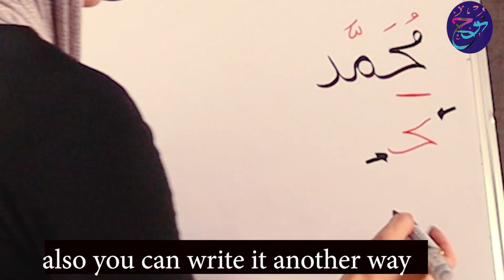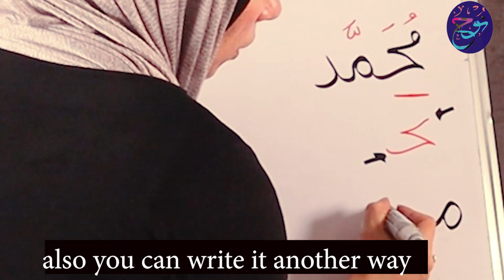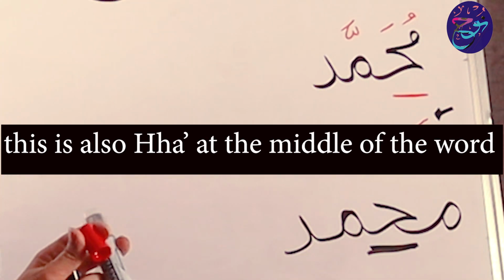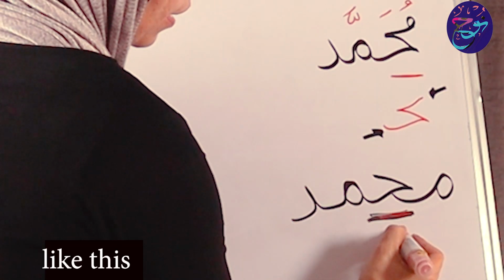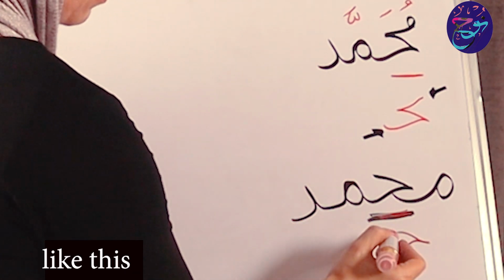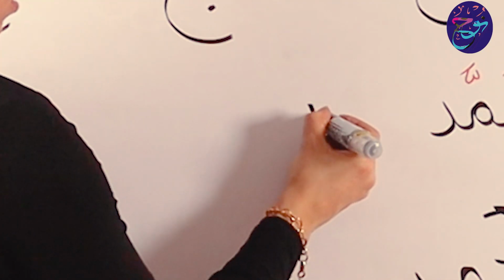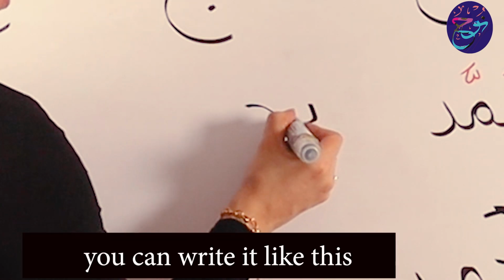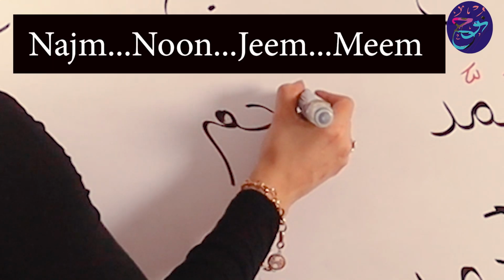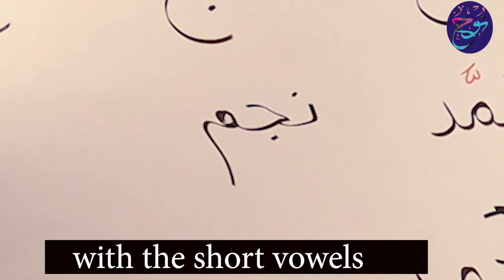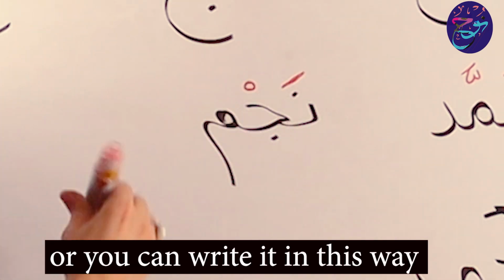And also you can write it this way. This is also ha at the middle of the word. See, it is like this. It's also correct. For the letter jeem, when it is at the middle of the word, we have the word najm. Najm, which means star. So you can write it like this. Najm, noon, jim, mim, with the short vowels najm.